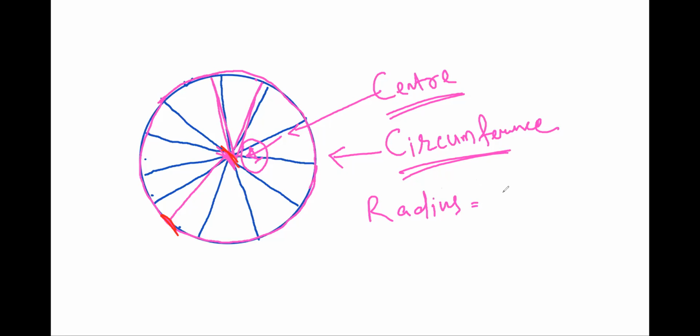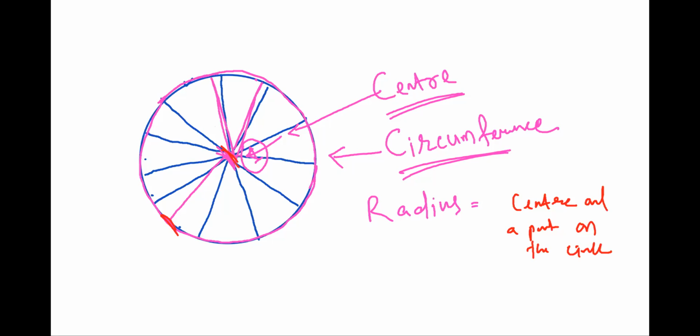Okay, now clear? So what is radius? Radius is the shortest distance between center and a point on the circle. Now clear? Okay, very good. There are so many circles, so many radiuses. Who can tell me how many radius are there in a circle?